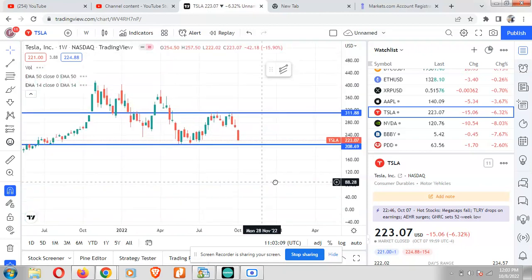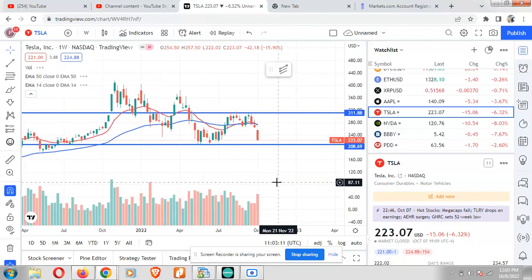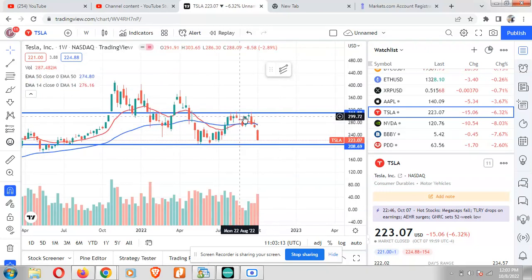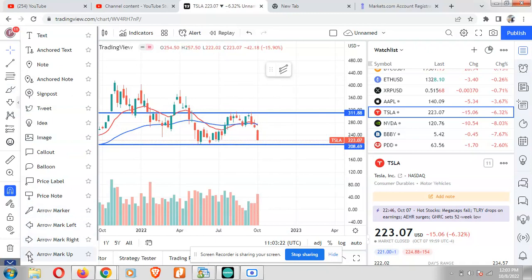Here is my weekly time frame. You can see the weekly time frame. You can see the price action. Tesla is dropping down to this area for support. This is an area of strong support.